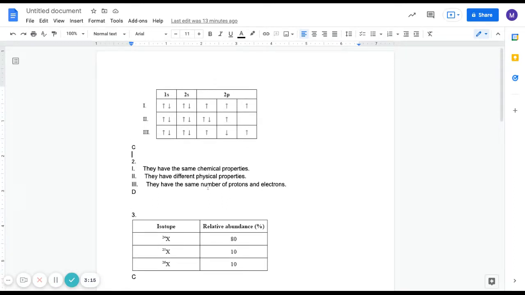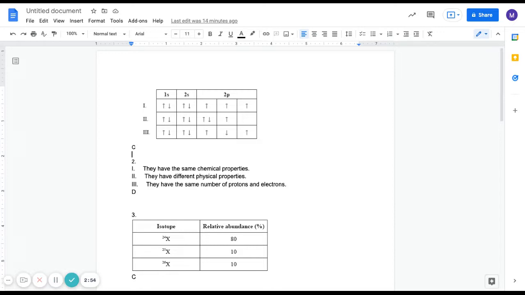The second question asks which statements about the isotopes of an element are correct. The first statement is they have the same chemical properties, the second is they have different physical properties, and the third is they have the same number of protons. So let's check which of these statements about an element are correct.